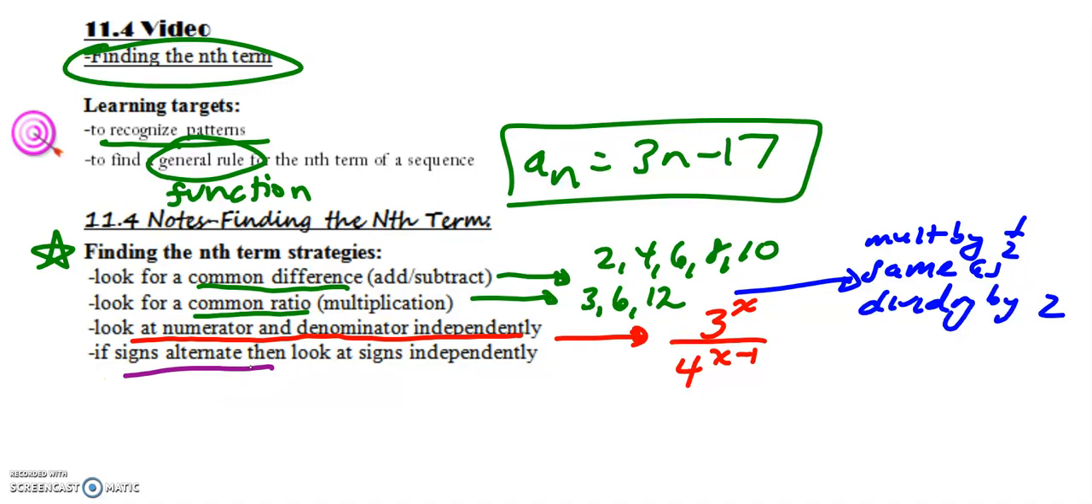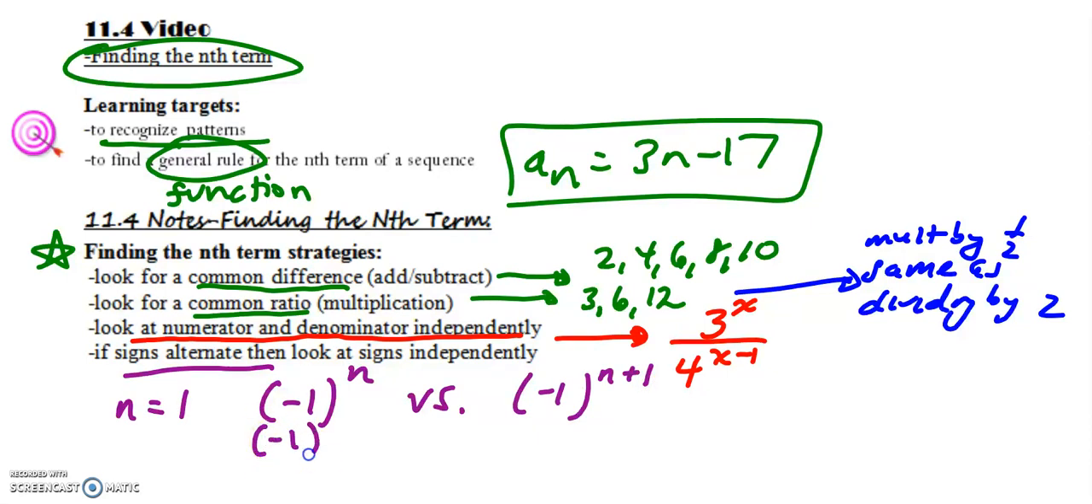And finally, something that happens is this idea of signs alternating. So if you have a pattern where every other number is positive then negative, and you assume that your first term is 1, think of taking -1 and raising it to the n power versus -1 raised to the n plus 1 power. If we plug in n equals 1, -1 to the first is -1, which means your first term would be negative.